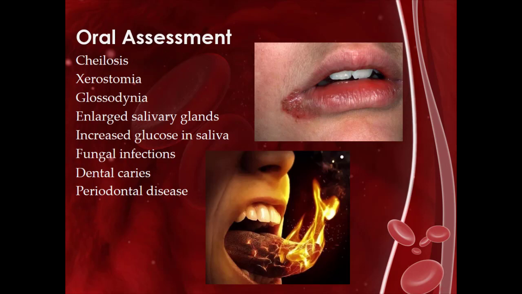Patients with uncontrolled diabetes are at risk for oral complications. When you're doing your oral assessment, you're going to be mindful to document and educate the patients on any findings they may have. Patients may have cheilosis in the corners of their mouth. They may be experiencing xerostomia, and they have increased glucose in the saliva they do have. Those two things combined put the patient at a higher risk for dental caries. And as we know, uncontrolled glycemic levels do put the patients at a higher risk for periodontal disease, which is much harder to control in diabetic patients.